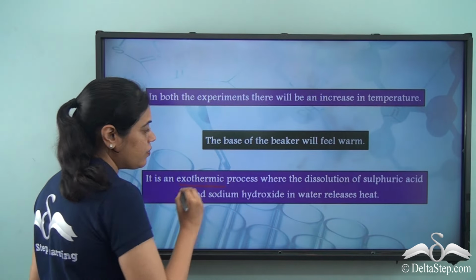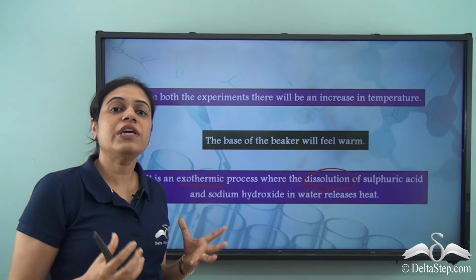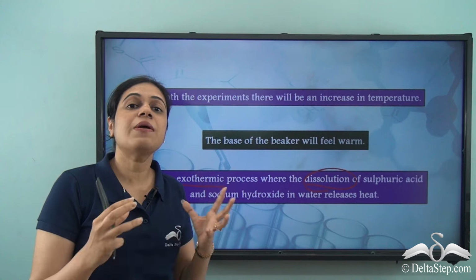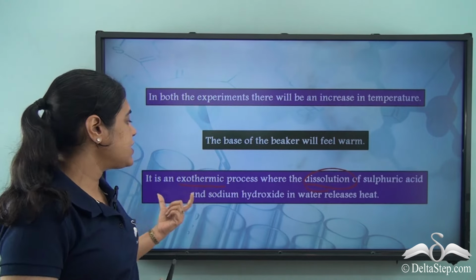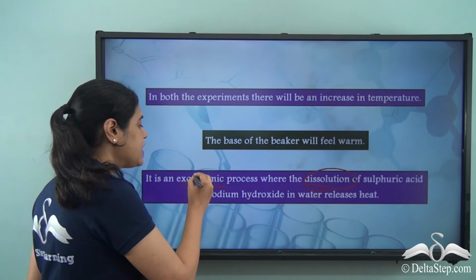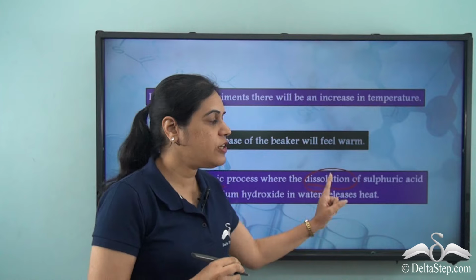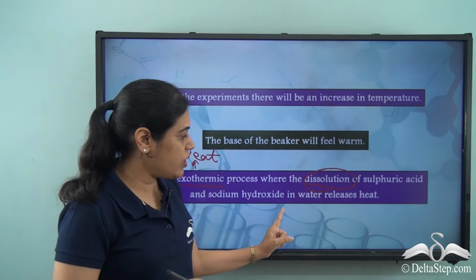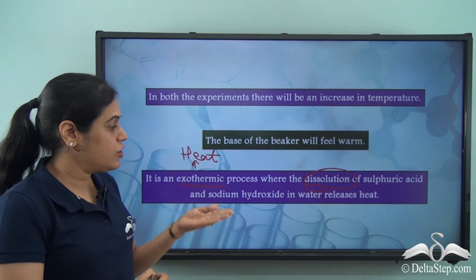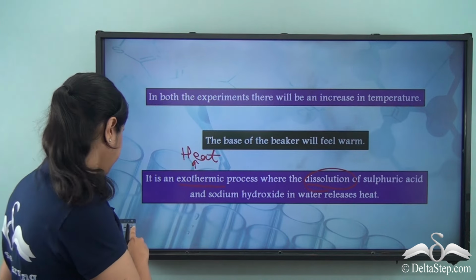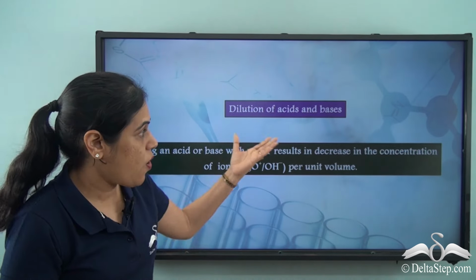So it is an exothermic process where the dissolution, meaning when two things are mixed together and they completely dissolve together, it is called dissolution. So it is an exothermic process. Exothermic means heat is released, where the dissolution of sulfuric acid and sodium hydroxide in water releases heat. Dissolution means dissolving. So it releases heat. And this is called dilution of acids and bases.